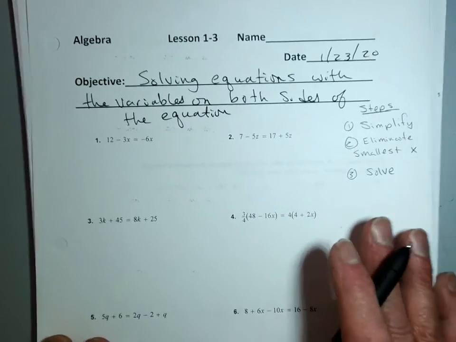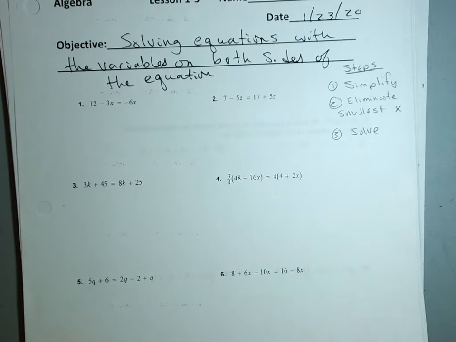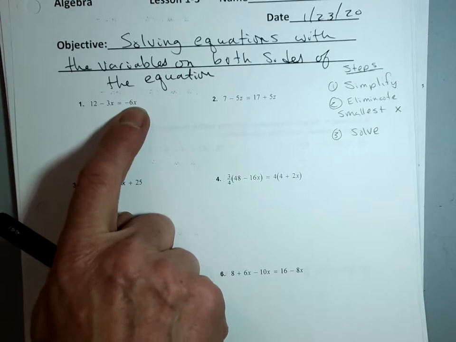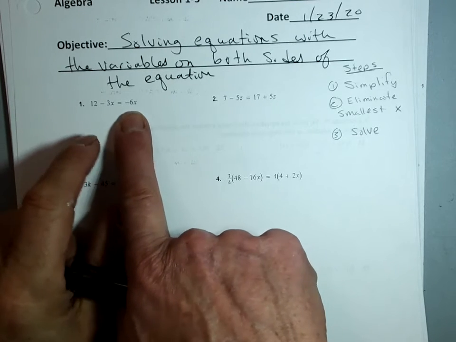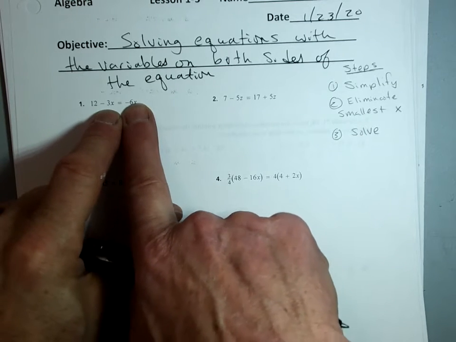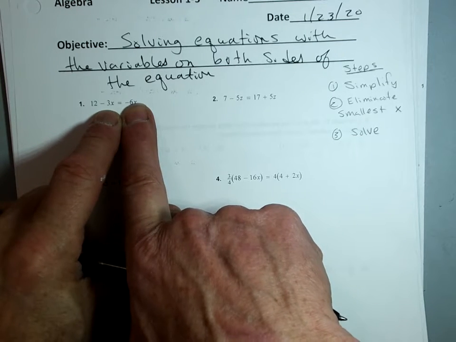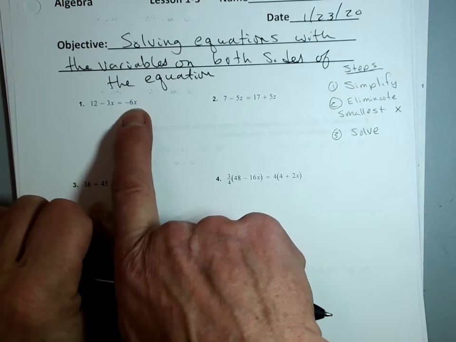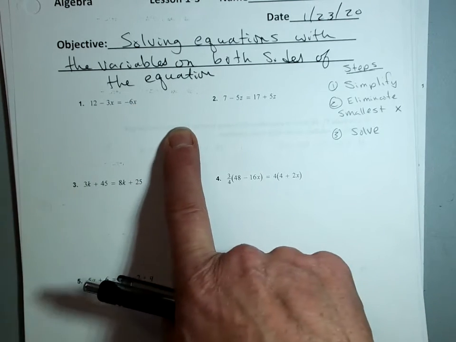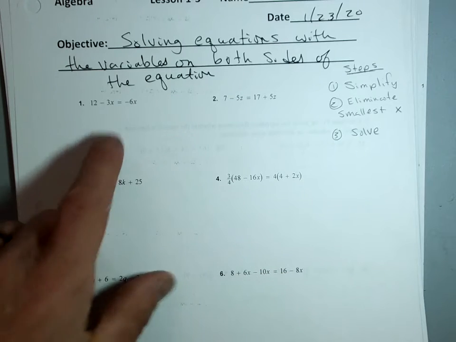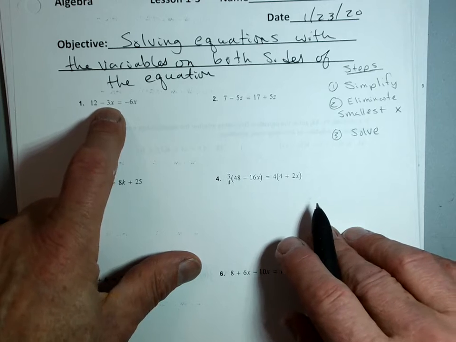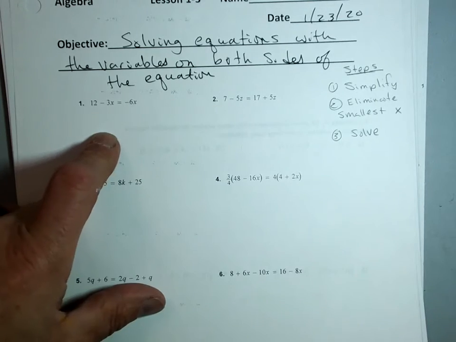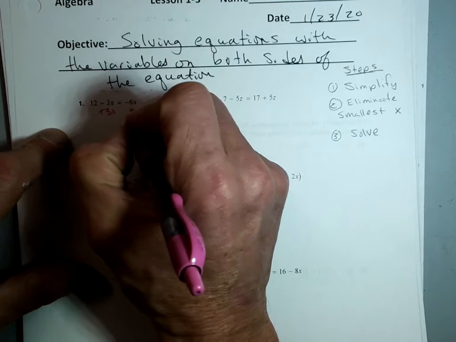All right, so number 1, I see a 3x and a 6x. The idea is to try and solve this equation. I can get rid of either one, the 6x or the 3x. If I get rid of the 6x, there's nothing left over here. I could go plus 6x, plus 6x. It gets rid of the 6x, but there's nothing left. So let's do something different. Let's get rid of the 3x. To do that, plus 3x, plus 3x.